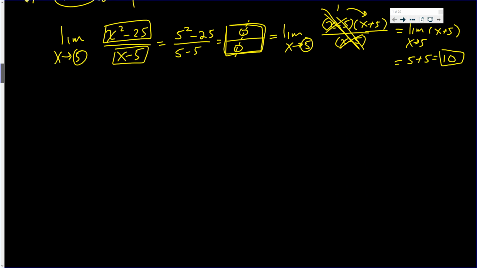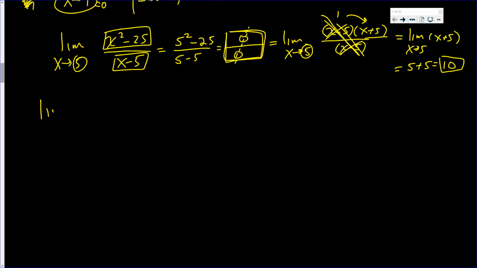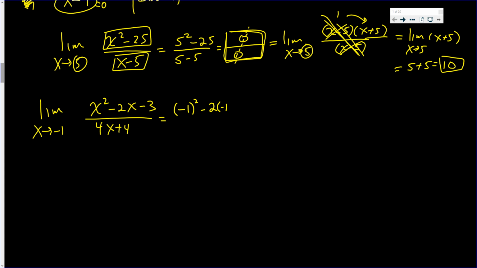Let's look at this problem. Suppose you have the limit as x approaches -1 of (x squared minus 2x minus 3) all over (4x plus 4). Well, let's plug in -1. So it's (-1) squared minus 2 times (-1) minus 3, all over 4 times -1 plus 4.